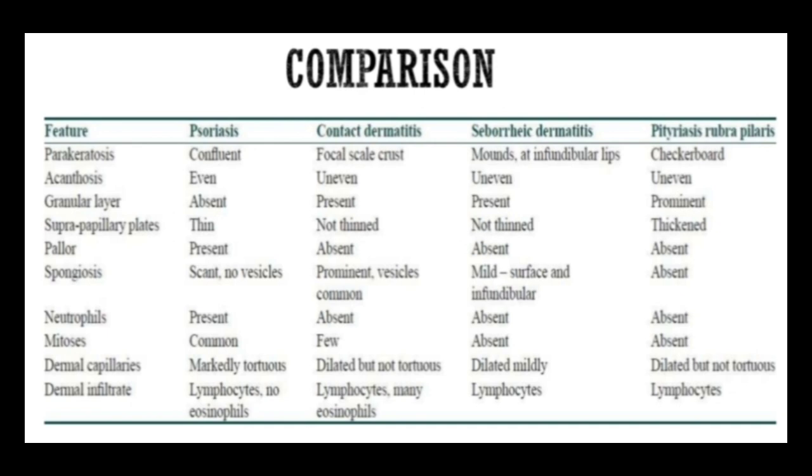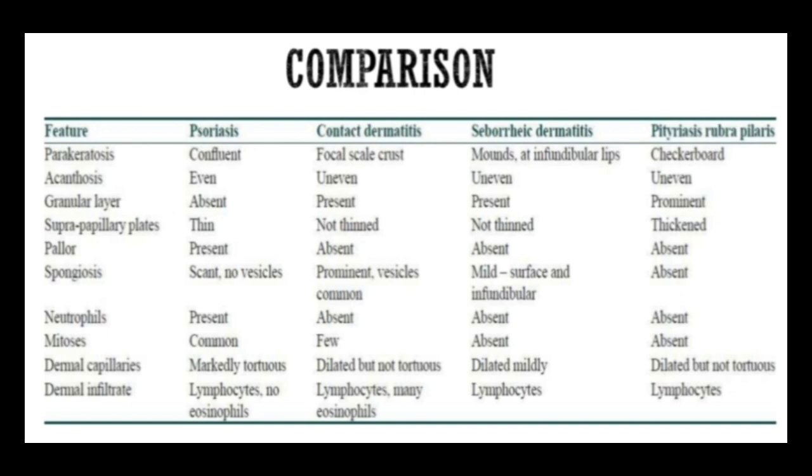Spongiosis: there will be scant spongiosis with no vesicle formation in psoriasis. Contact dermatitis will have prominent spongiosis with vesicle formation. In seborrheic dermatitis, there will be mild spongiosis, present in the surface and infundibular area. However, it is absent in pityriasis rubra pilaris. Neutrophils in the epidermis are present in psoriasis, however absent in the other entities. Mitosis is very common in psoriasis, particularly in the suprabasal layer. However, it is absent in the other entities.